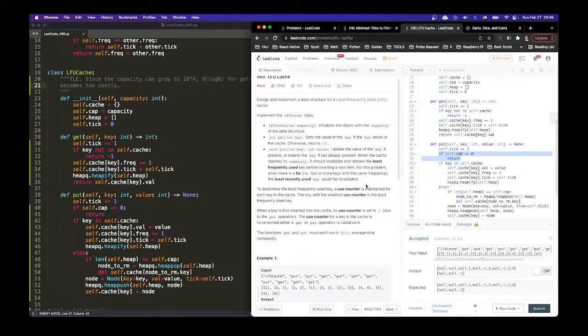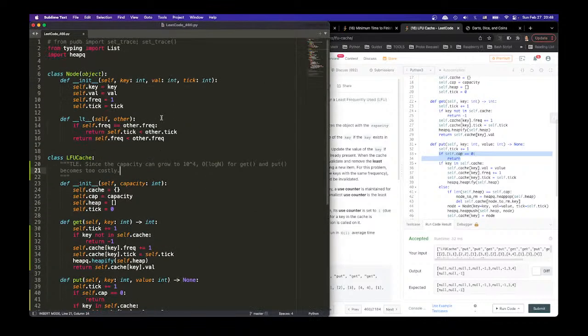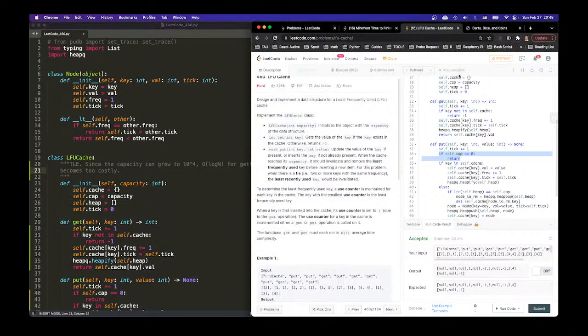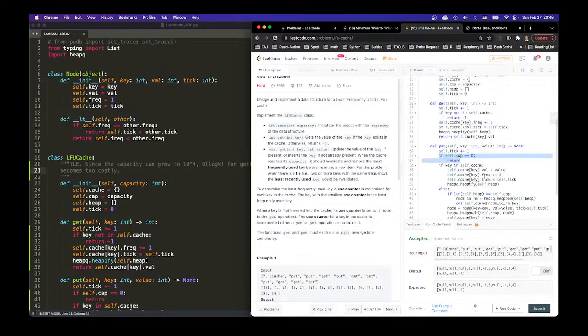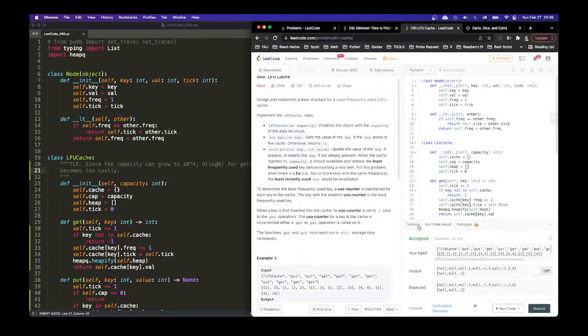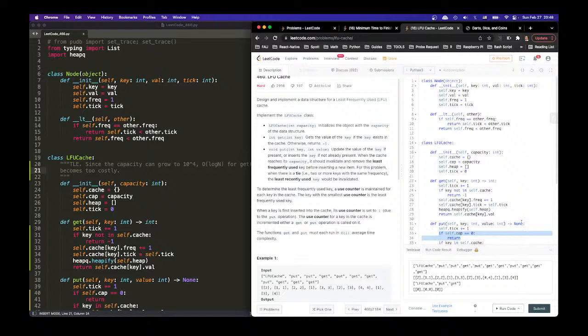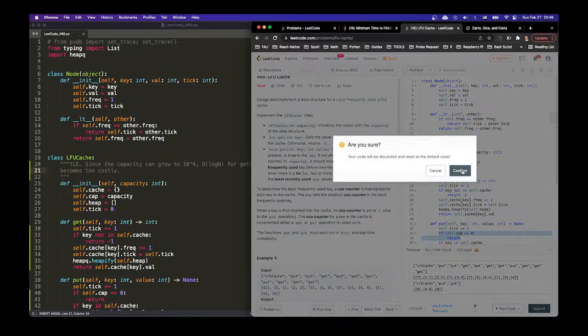Okay, so let's try this one. Oh, this one's going to be, madre mia. Now I understand. The reason I wanted to do this problem is because I saw someone mention, if you think some problem is complicated, try LFU. Some people said, I tried it, it wasted 2 hours and I got like 200 lines. Now I know what they're talking about. Can I reset to default? Yeah, I reset to default.